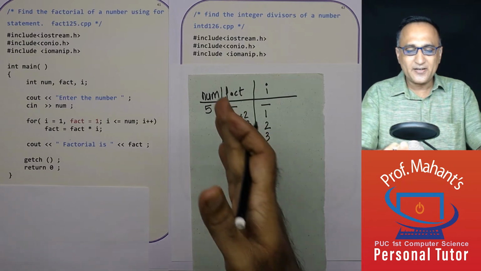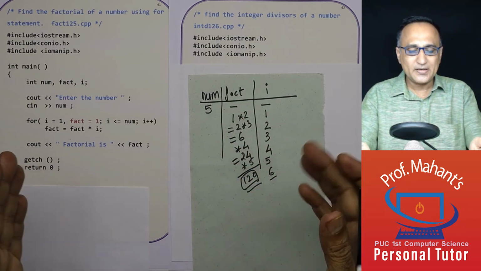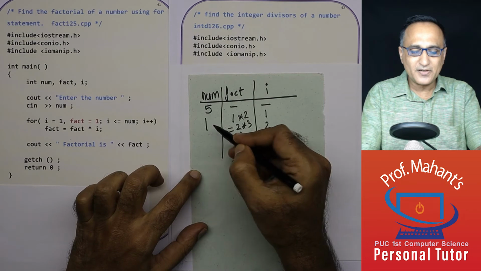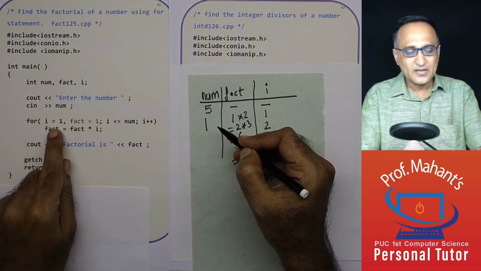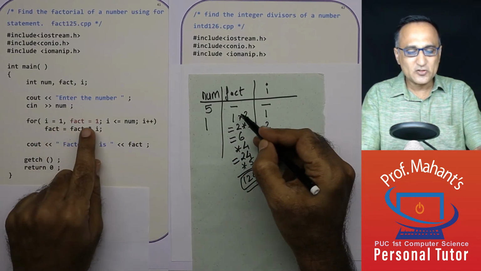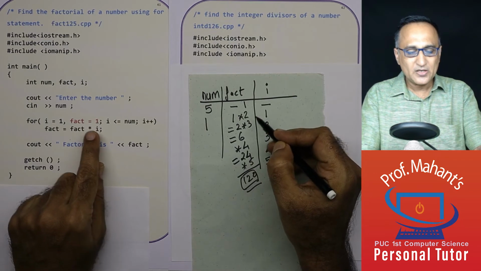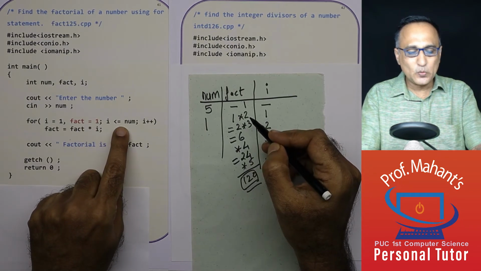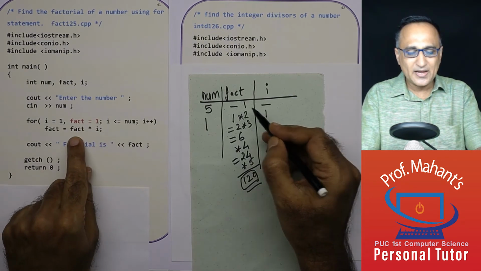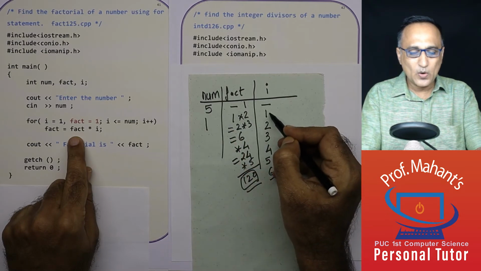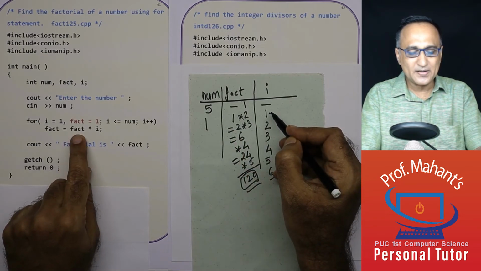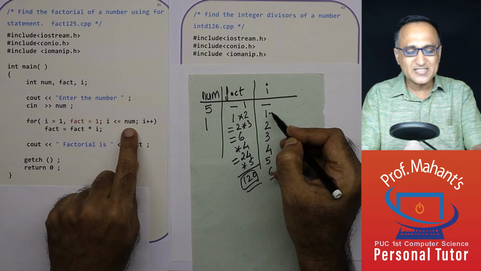I recommend you take different values and run through it. Suppose let's say I take the input number as 1. I is 1. Fact is also 1. Now is 1 less than or equal to 1? Yes. So I'll go here. I'll multiply 1 with 1. Fact remains 1. I becomes 2. Is 2 less than or equal to 1?